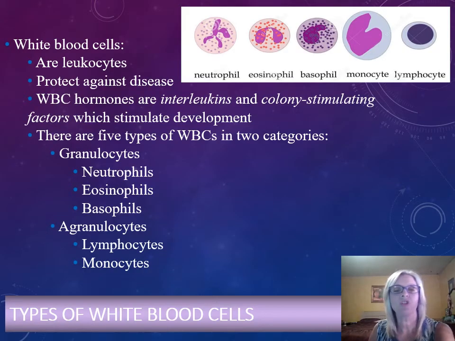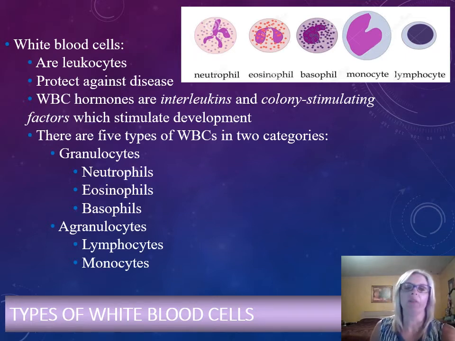Well, these are a very small portion of blood. These are a very important part of our team here. These guys are the ones that help fight off disease and infection. These are our white blood cells, or what we call leukocytes. Leuko means white, and cyte referring to cells. White blood cells, or leukocytes, help protect us from disease.